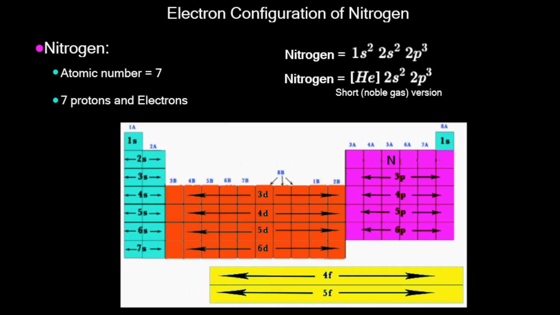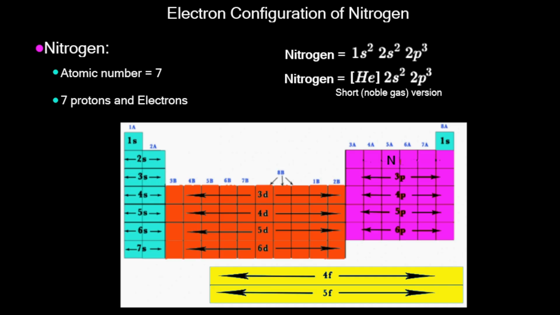We begin filling orbitals from the lowest energy to highest energy, following the Aufbau principle. The lowest energy orbital is the 1s orbital, which can hold up to 2 electrons. We place 2 electrons there, giving us the 1s2. Next, we move to the 2s orbital, which can also hold 2 electrons. Filling it completely gives 2s2. At this point, we have used 4 electrons and have 3 electrons remaining.